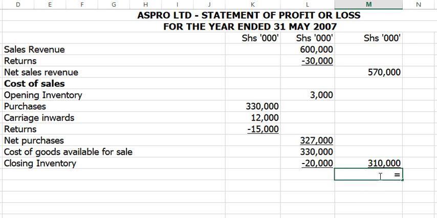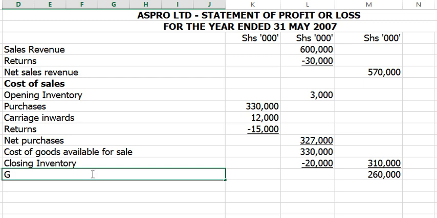That is your cost of sales figure, which you will minus from your net sales revenue to come up with what we call the gross profit. So our gross profit is 260,000. That is the profit on trading. You purchased the goods, and you have managed to sell the goods that you have purchased, and you're coming up with a profit of 260,000.